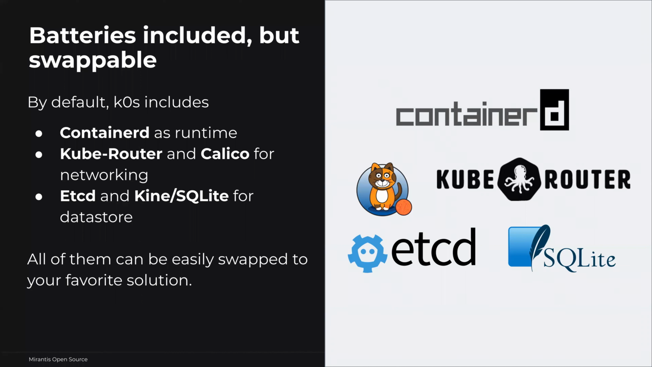etcd is not one of the easiest things to manage, and from the resource consumption point of view, it's quite resource hungry. So in small single node cluster cases, it's preferable to have the Kine and SQLite combo. It uses a lot fewer resources. But as I said, anything can be swapped to whatever you want to use, either as a runtime or as a CNI provider or anything else. Of course, it means that then you have to manage it yourself. So if you want to use Docker as a runtime, then you have to provide the Docker installation yourself. Or if you want to use CRI-O or something else.